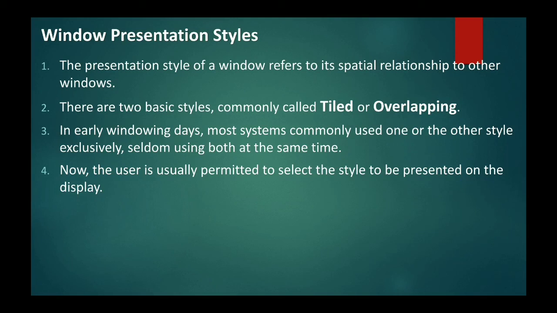If you are using the Windows operating system, then in the toolbar at the bottom, if you perform a right click, there is the option of cascading windows, overlapping windows and tiled windows. So we have options available. These options are available to the user also, to choose in which presentation style they want to see the different kinds of windows. Let us see the different types of presentation styles of windows.